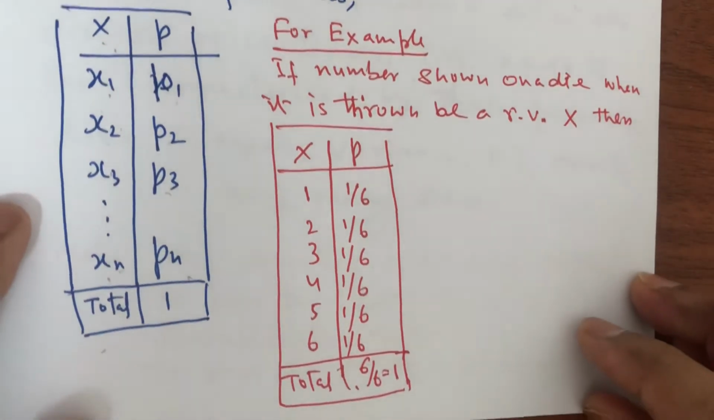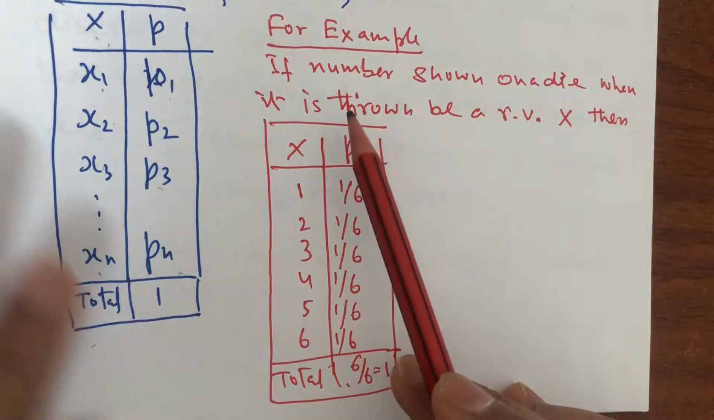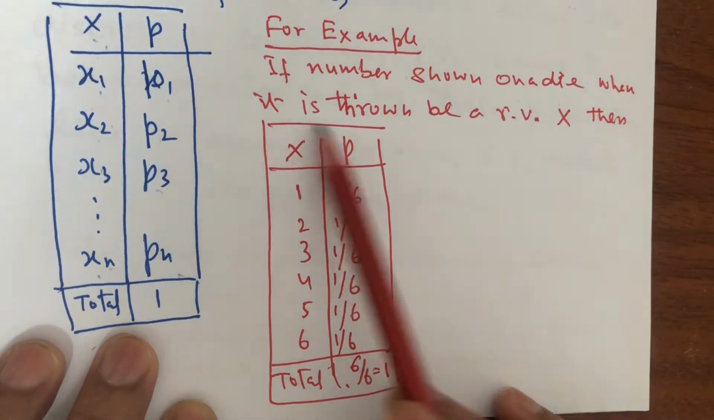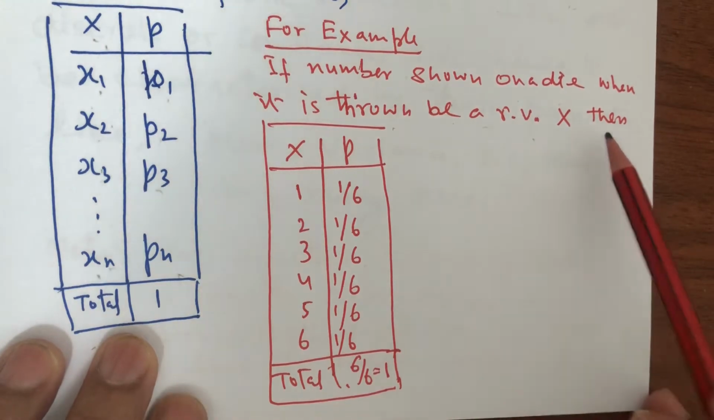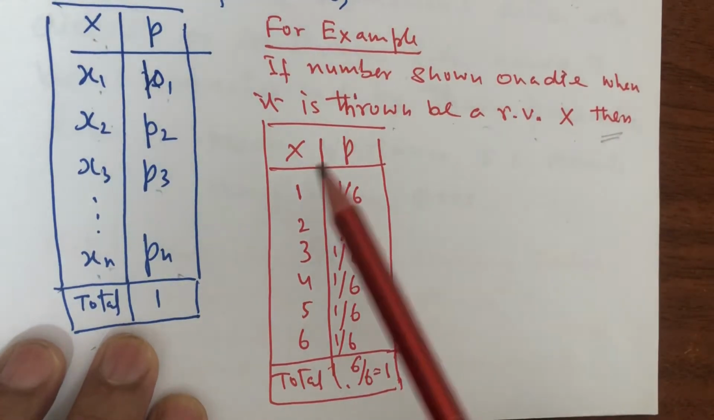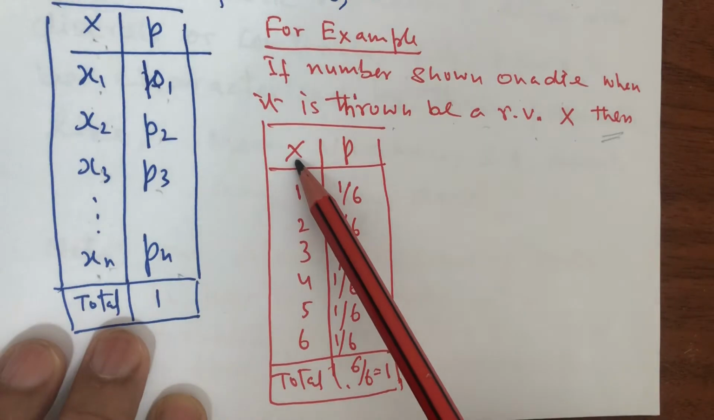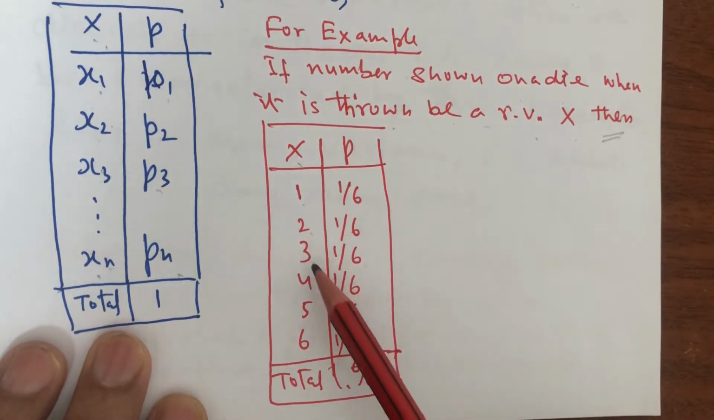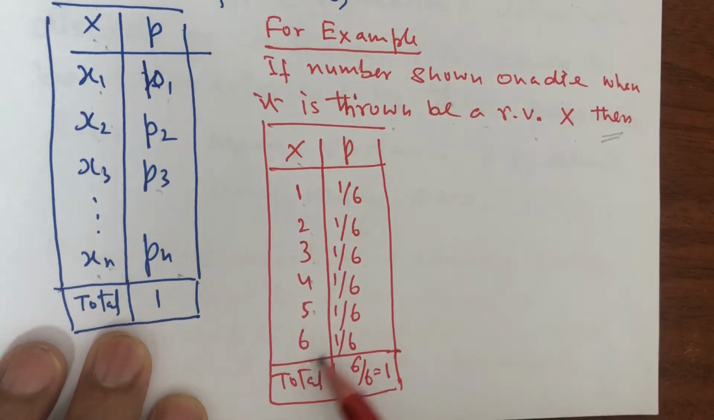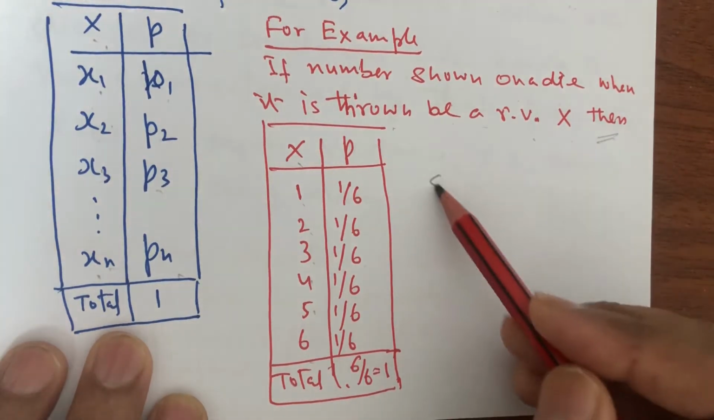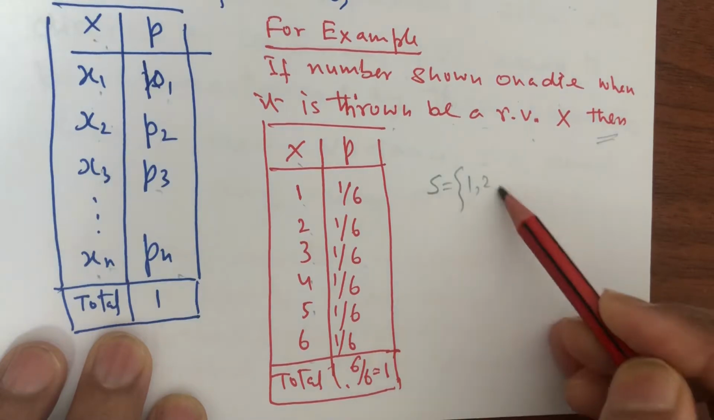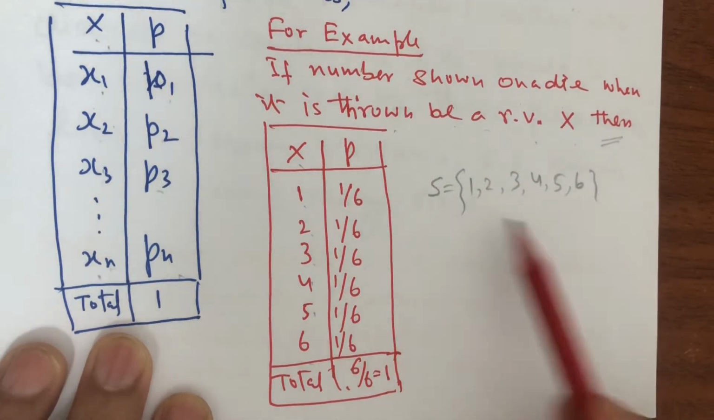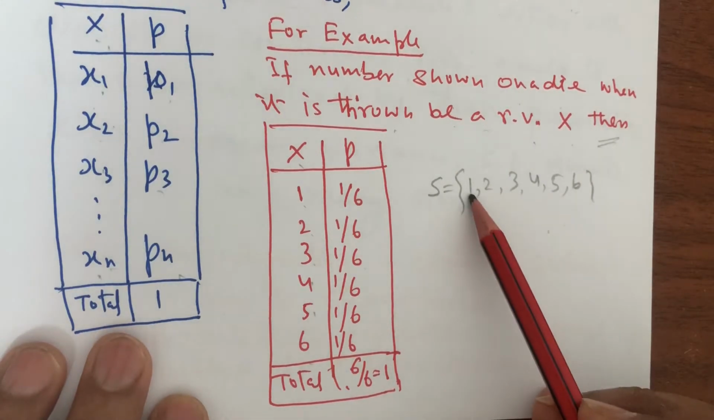We can understand this situation by a simple example. If the number shown on a die when it is thrown is a random variable, then see this information. X is the number shown on a die. When we throw a die, we can get 1 or 2 or 3 or 4 or 5 or 6. And everybody knows that this is the sample space when we throw a die.